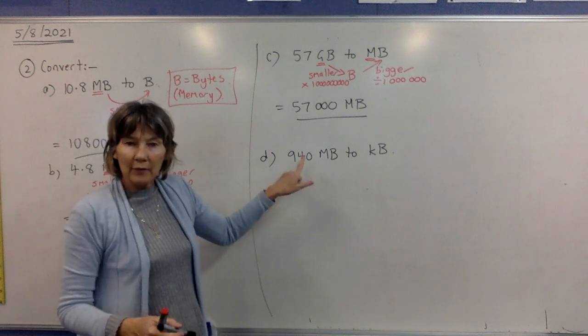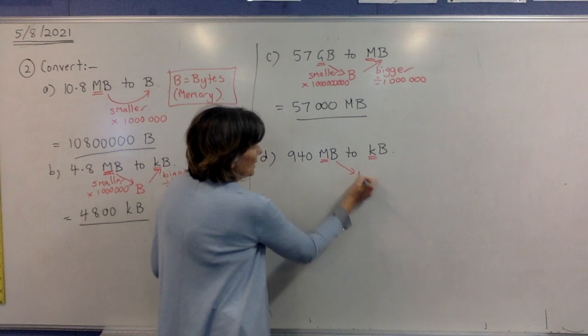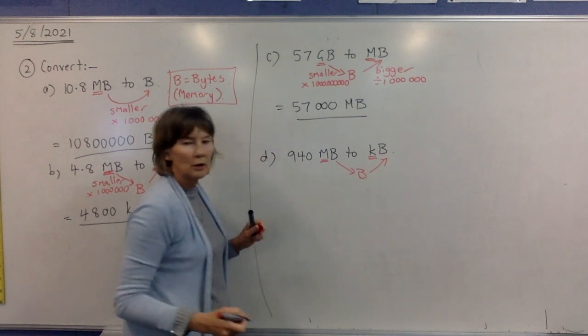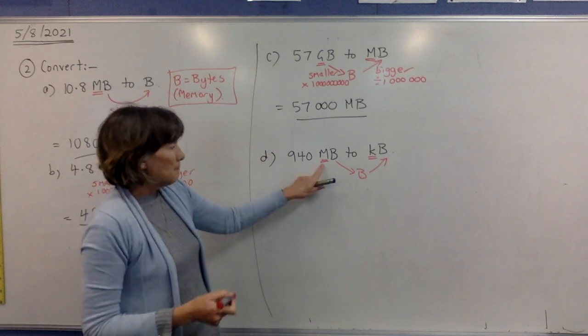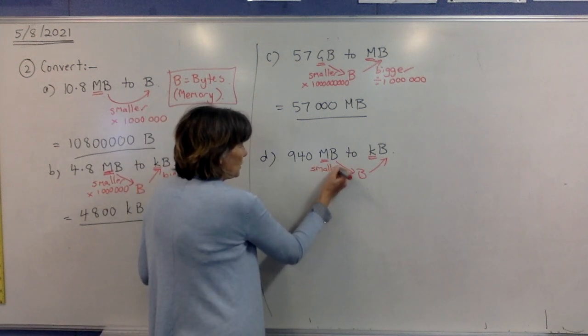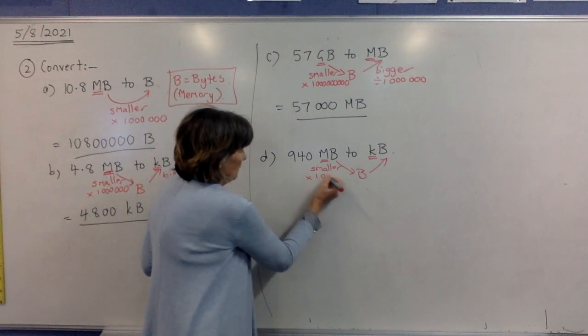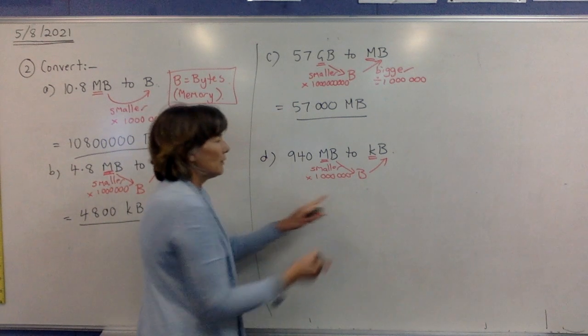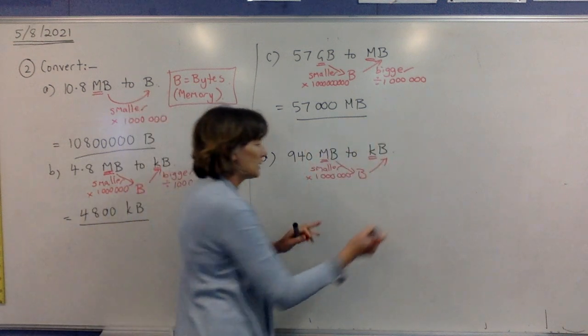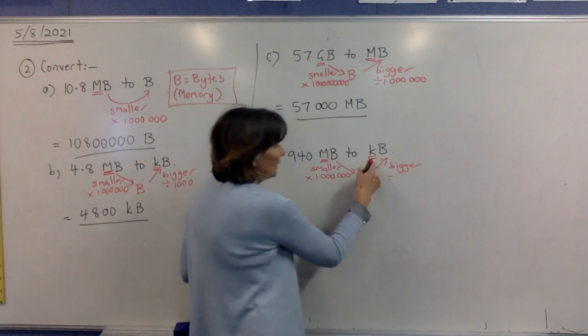Okay, this time we're going from megabytes to kilobytes. Again, we have 2 prefixes. So we're going to go through the base unit of bytes first. Megabytes to bytes, we're going smaller. So we times by, mega is a million. And then over here we're going from bytes to kilobytes, we're going to something bigger. So we divide by, kilo is 1,000.